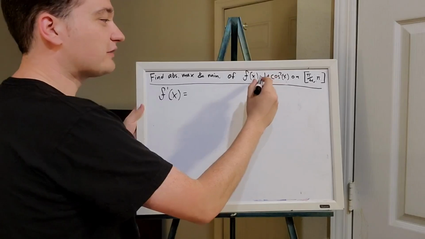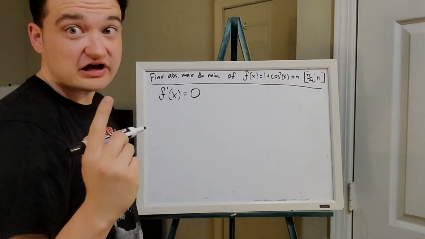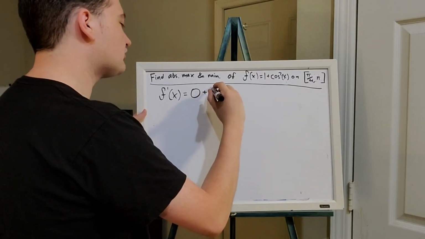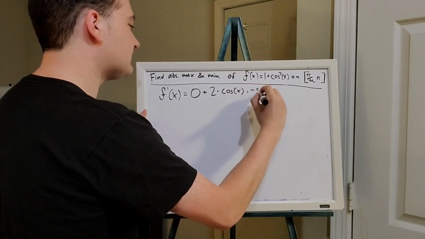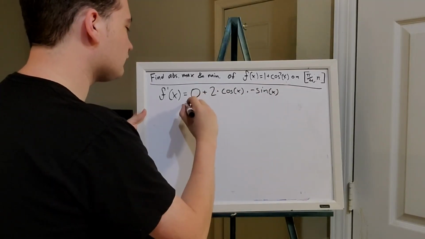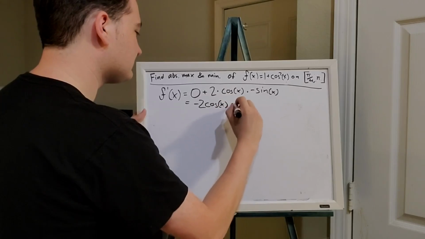Okay, so derivative of 1, 0. Cosine squared, that's a chain rule, just like the one we did earlier with sine squared. This time it's going to be 2 times cosine of x times negative sine of x. So our derivative equals negative 2 cosine of x sine of x.